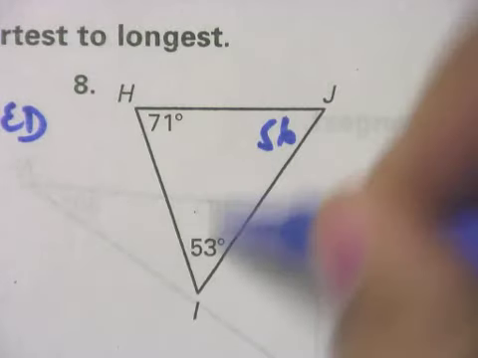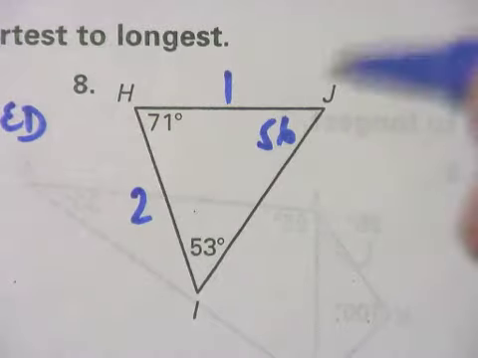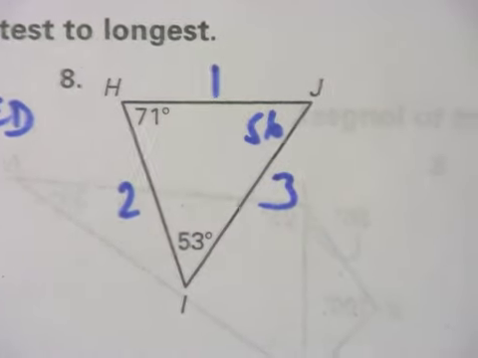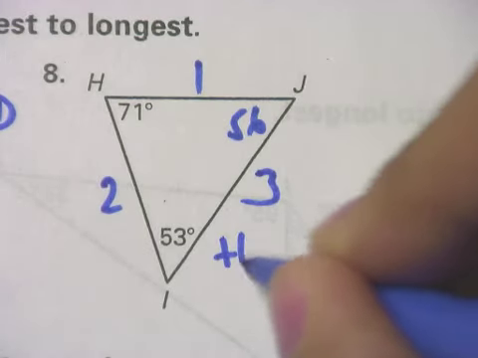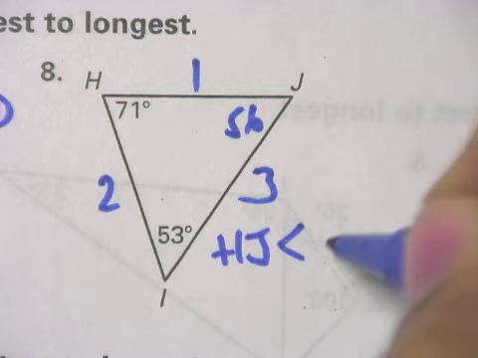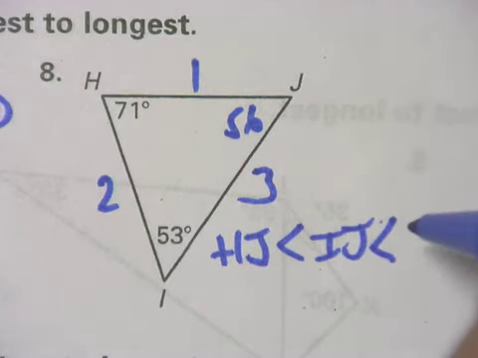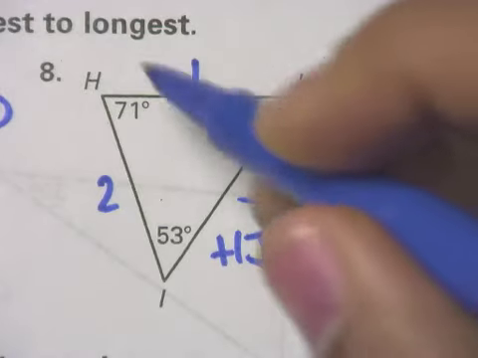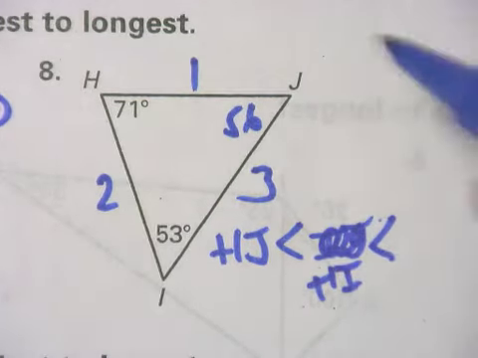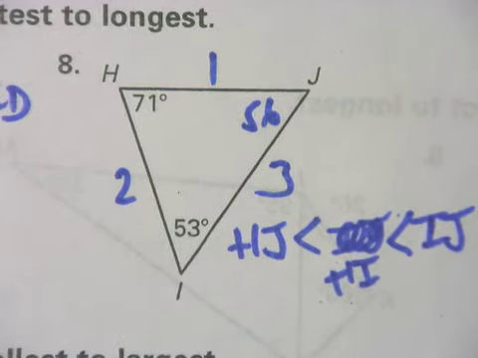For number 8, again, I know that this is my smallest angle, so this is my smallest side. 56 is the next biggest one. This is my next bigger one, and 71 is the biggest angle, so this is the biggest side. So I can just say then that HJ is less than HI, which is less than the biggest side, which is, forgive me, not IJ, HI is 2, and that's less than IJ.